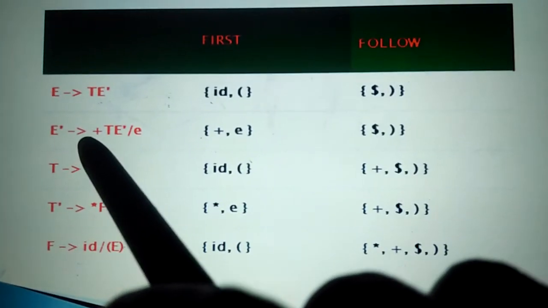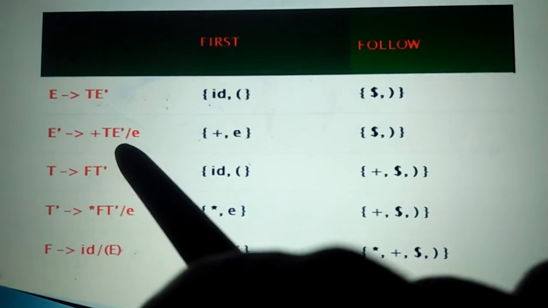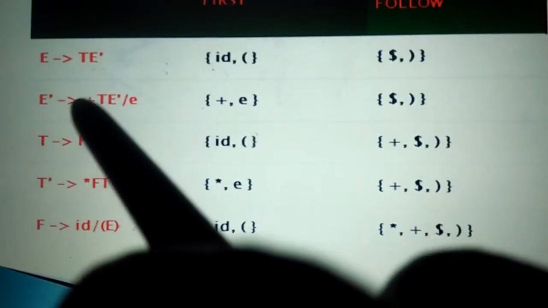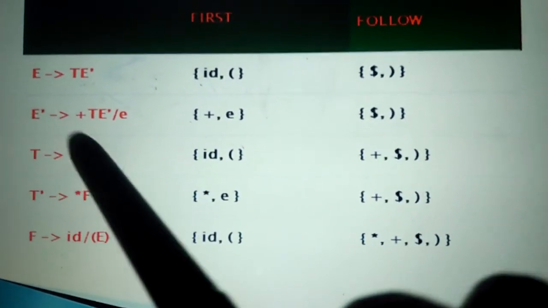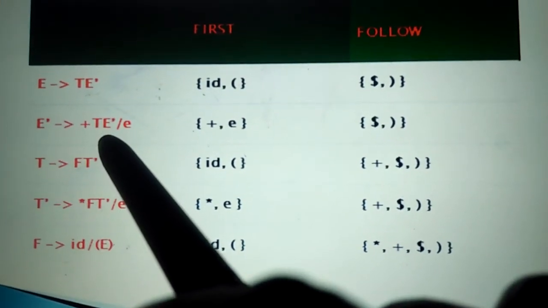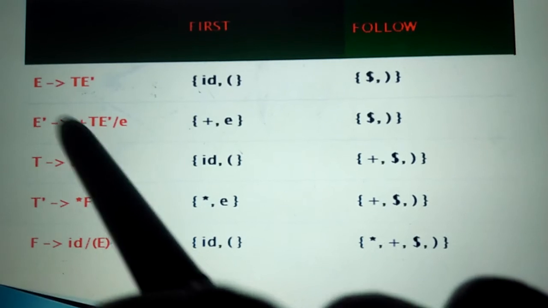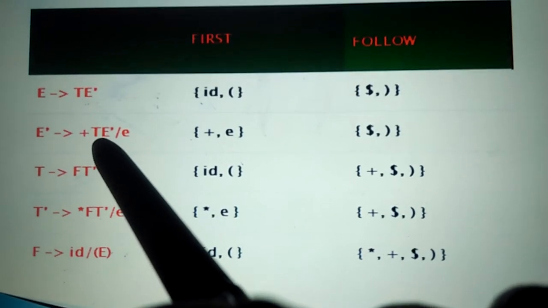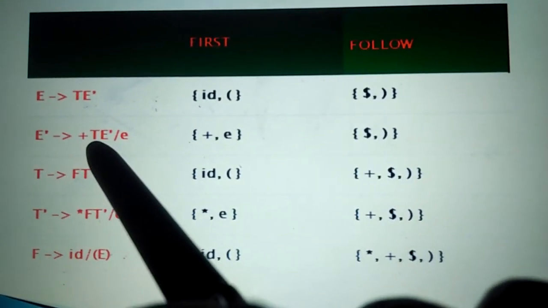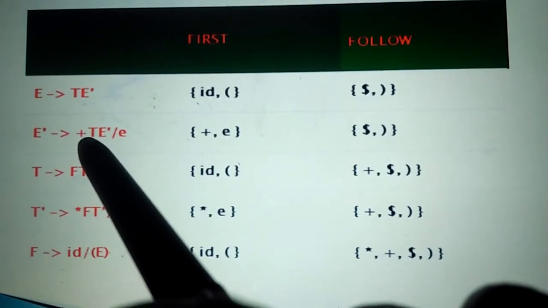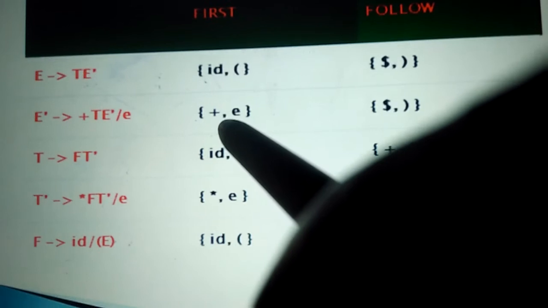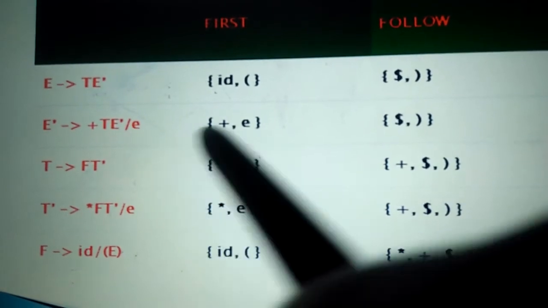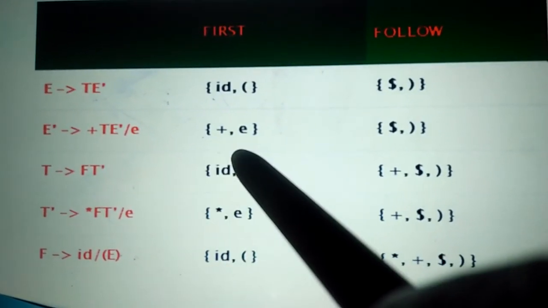Moving on to the next production, E dash derives plus T and E dash, E star, or it also derives the epsilon. So here, what is the first variable that E derives? The first variable derives itself, E E dash, and it is deriving itself as the first non-terminal plus. And among this, it is also deriving the epsilon.